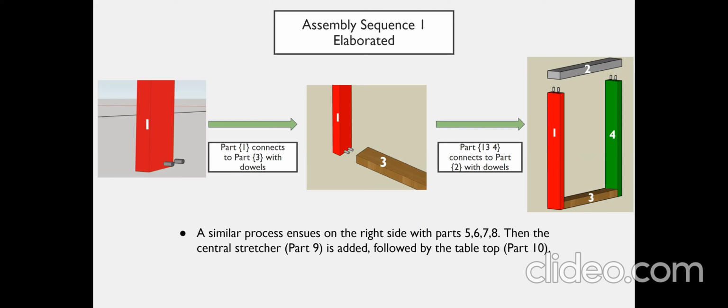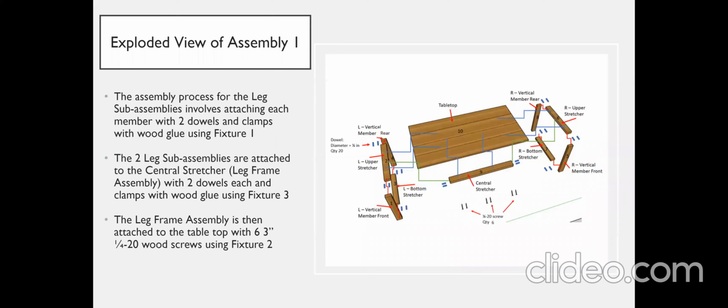Similarly, on the opposite side of the table, members 5, 6, 7, and 8 create a rectangle, and they are connected through the central stretcher, number 9. That full assembly is then brought to the tabletop to complete the table. In reviewing the exploded view, you can see at every mating location, we have 2 dowels. We use glue to join them, and we use 6 1/4-20 screws to screw member 9 into the top, which fastens the full leg assembly to the top.